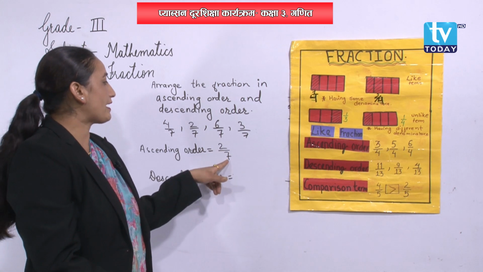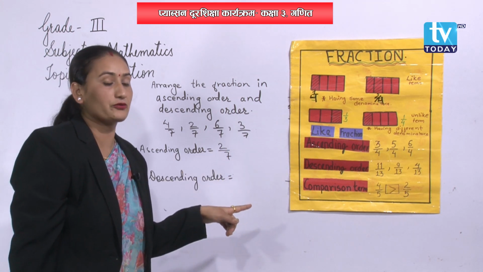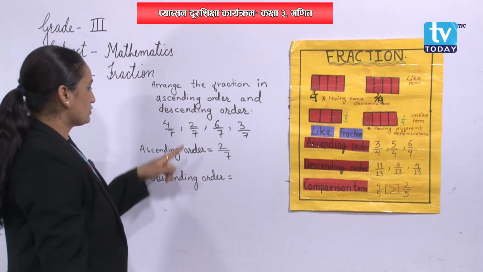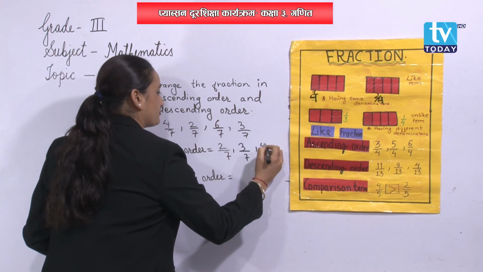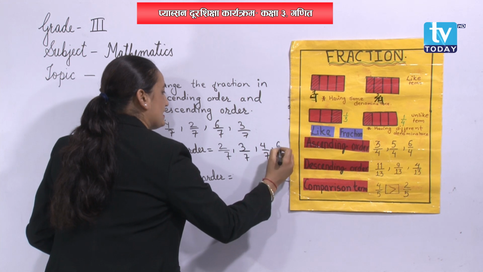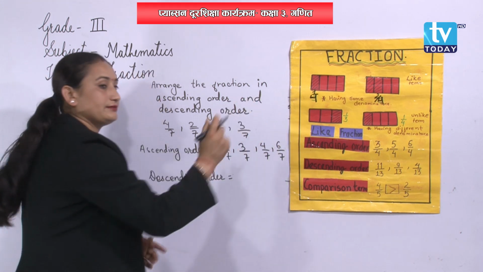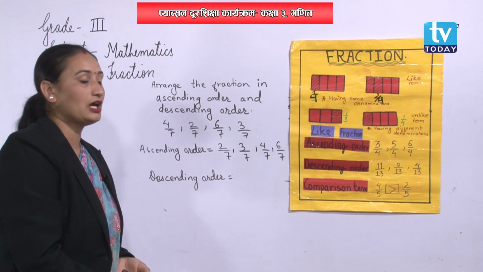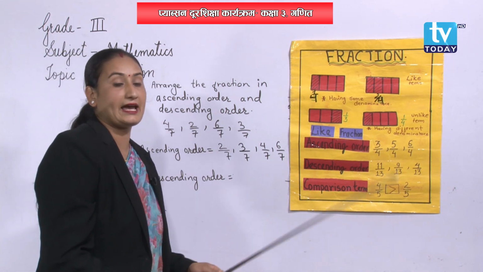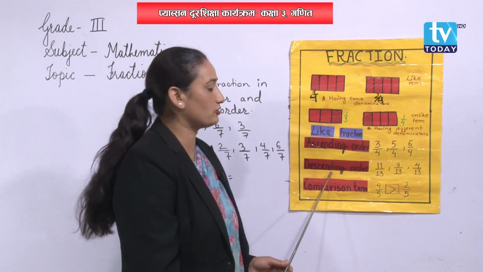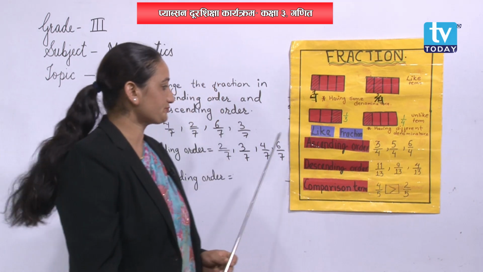Now 2 by 7. After that, which number do we have to write? 2 by 7, then 3 by 7, then 4 by 7, and 6 by 7. Do you understand? Okay, students. Then after, same like here, ascending order. Let's have a look over here at descending order.